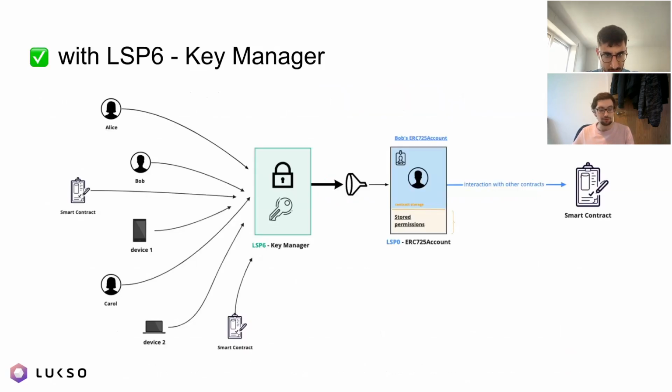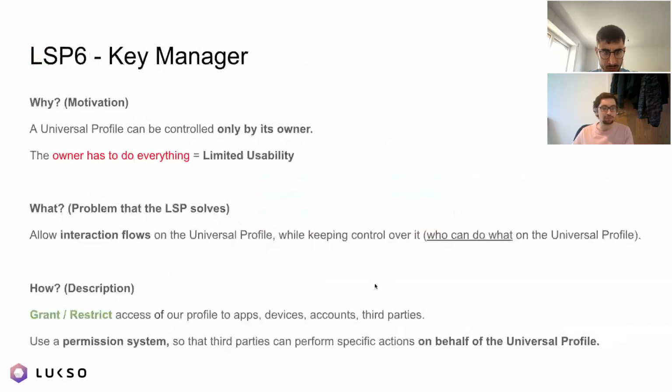So what happened with LSP6 is that it's really this idea of segregating the duties. You have the main account, the main smart contract, and you have the key manager, which is another separate account. And you have multiple entities that can interact with the account via this contract, which is the owner. And all these entities have permissions set on the smart contract based account. So really this is the motivation.